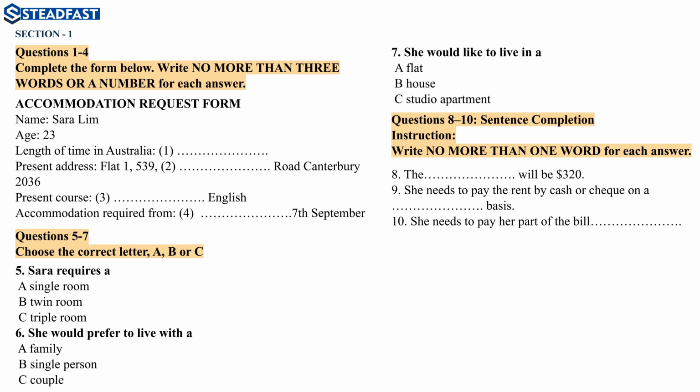How old are you, Sarah? 23, only just. It was my birthday on the 21st of August. Happy birthday for yesterday. How long have you been in Australia? A year in Adelaide and 6 months in Sydney. I prefer Sydney. I've got more friends here. What's your address at your aunt's house? Flat 1, 539 Forest Road, Canterbury. And the postcode is 2036.